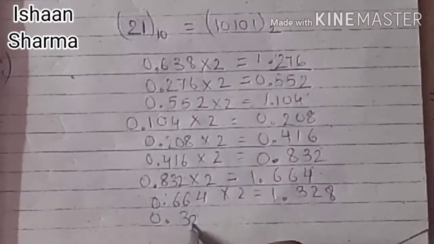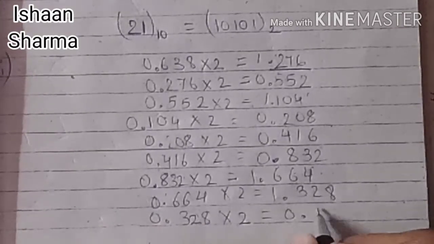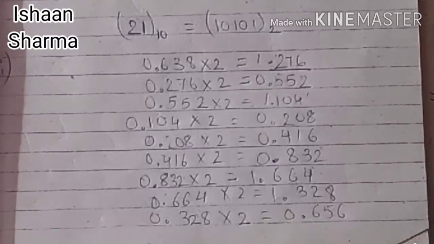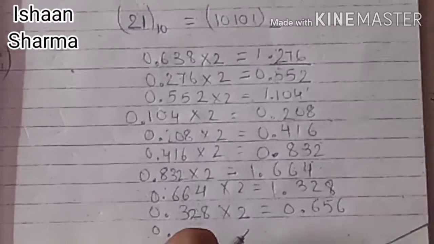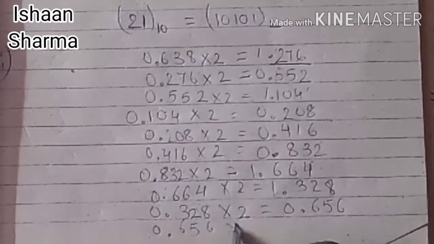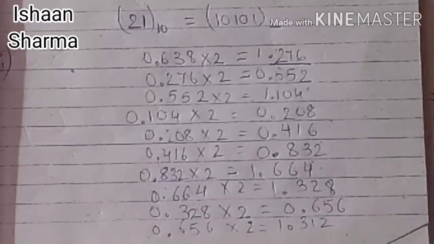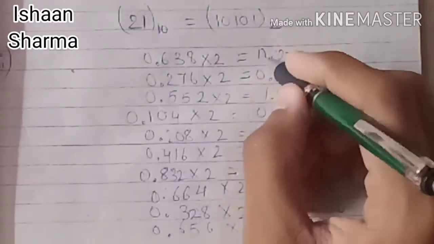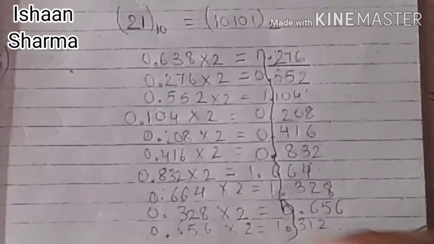Now 0.328 into 2 gives us 0.656, and lastly 0.656 into 2 gives us 1.312. Here we take the digits before the decimal point, like 101010. And this is our binary code.